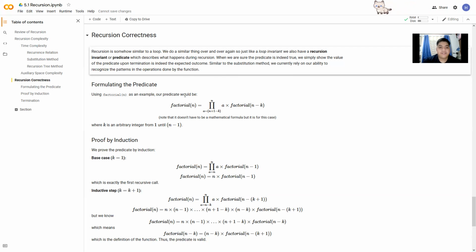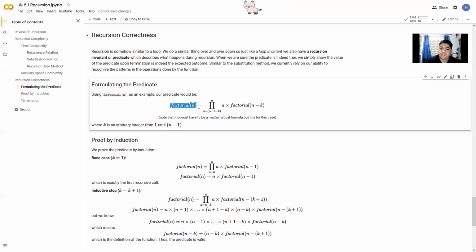Now let's have an example. For the factorial of n, we have here a mathematical expression or formula for our predicate, which is the factorial of n is equal to the product, since if it's a sum, it's a summation, so for a product, it's a production. So the product from n plus 1 minus k to n times the factorial of n minus k, where k is an arbitrary integer from 1 until n minus 1.